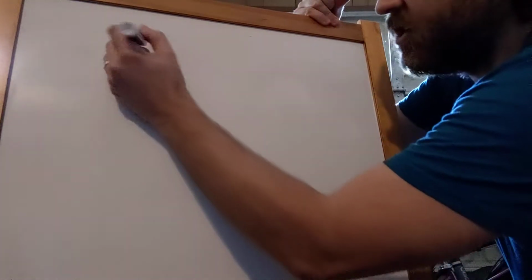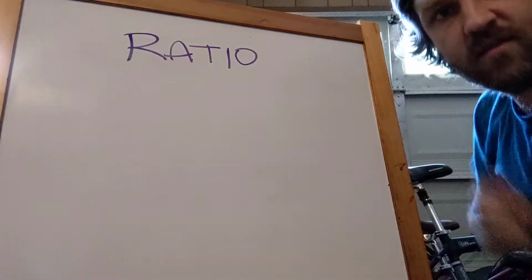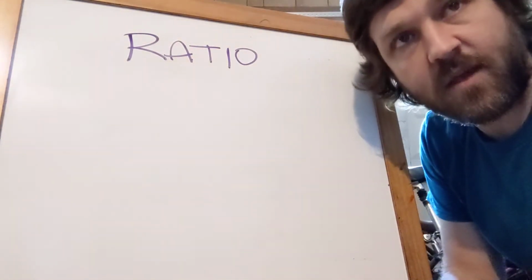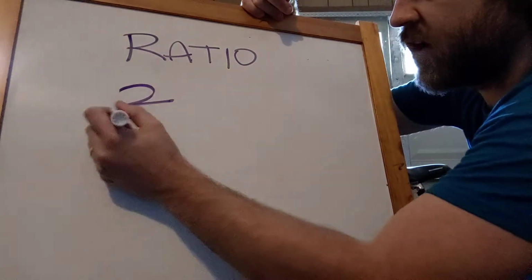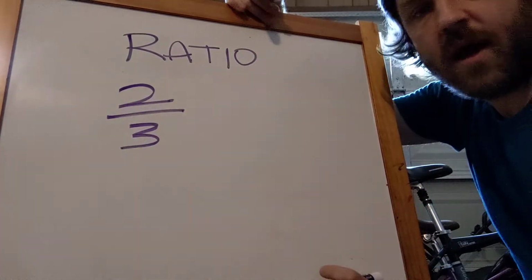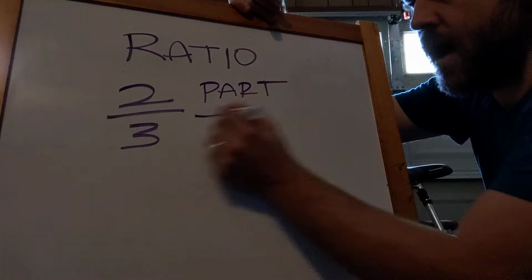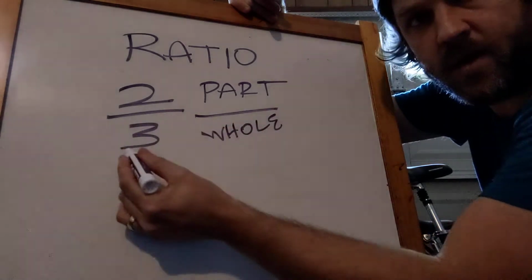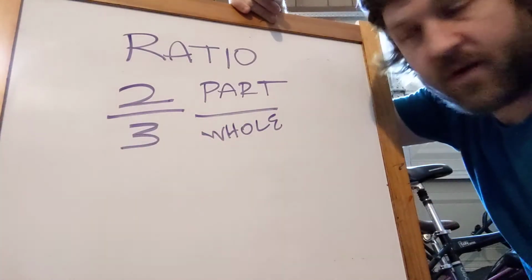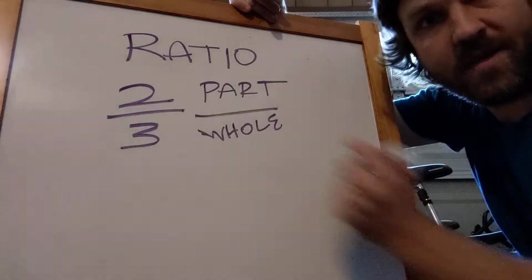So the first thing that you need to know is what a ratio is. A ratio is really just a fraction. It's a comparison between two numbers. So a fraction is, for instance, the fraction 2/3. We're saying that there are 2 parts out of the whole of 3. So there's 3 parts, and we have 2 out of the 3 parts that make up the whole thing. And that's what a ratio is telling us.